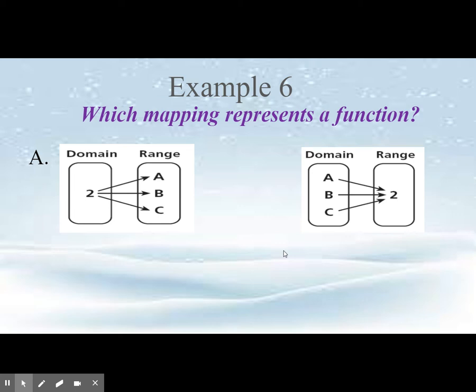All right, so let's look at these. Which mapping represents a function? Take a look, pause the video, decide which one you think it is. All right, hopefully you've got an answer. B is a function. All right, the second one. Why? Well, because over here the 2 has multiple arrows leaving it. You can't do that, so that's not a function. But over here, A only has one arrow, B only has one arrow, C only has one arrow. So B is a function. So this one is a function.